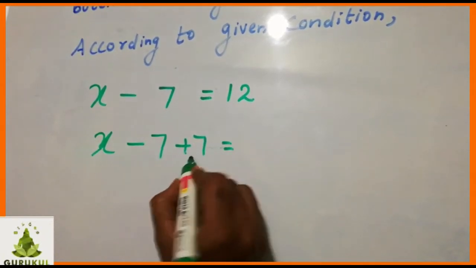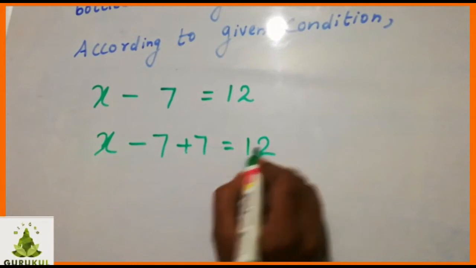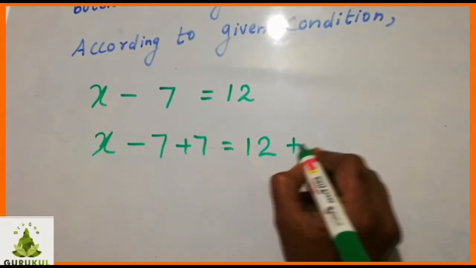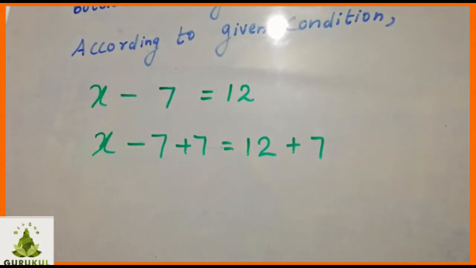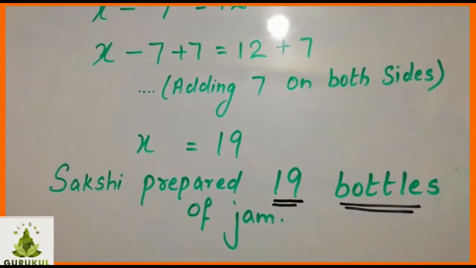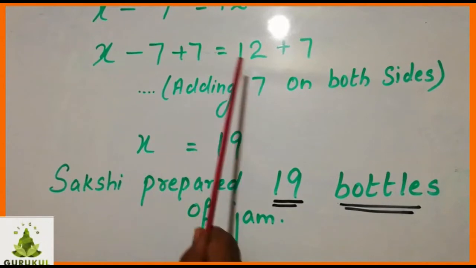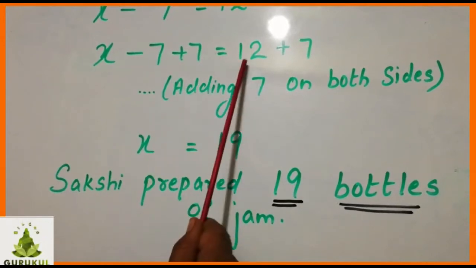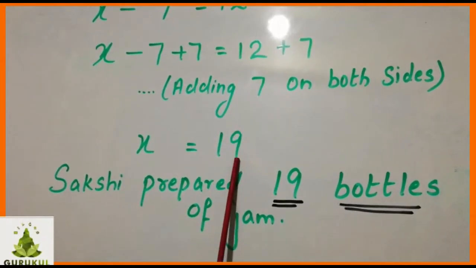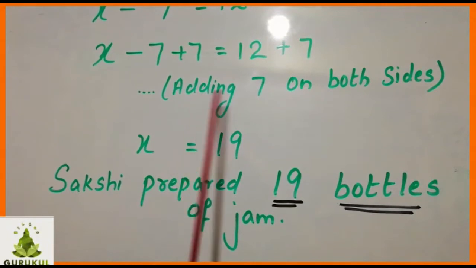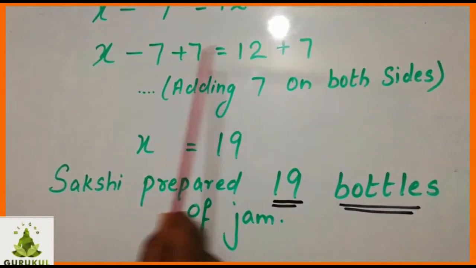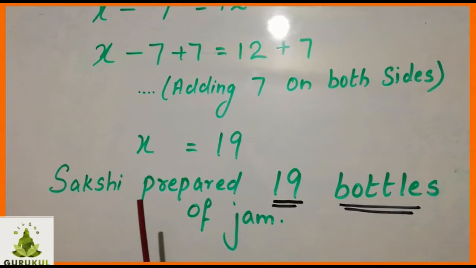So when I do plus 7 here on the RHS, 12 is already there. With that also on the RHS you have to do plus 7. Is it clear? So that is the reason you have to add 7 on both the sides. Now x is equal to 19, you got. See here, this gets cancelled, so x remains as it is. This becomes 0, so that is equal to 12 plus 7, which means 19. What we did, the operation here, was adding 7 on both the sides to balance the equation.